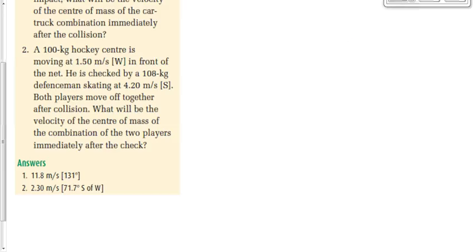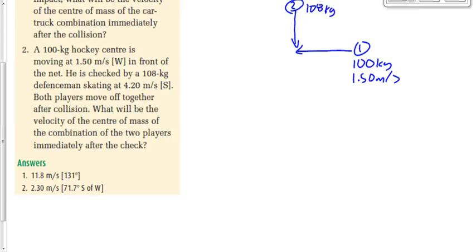We're going to call him object number 1. His mass is 100 kilograms, and he's moving at 1.50 meters per second. We got object number 2 that's going to the south. His mass is 108 kilograms, and his velocity is 4.20 meters per second.